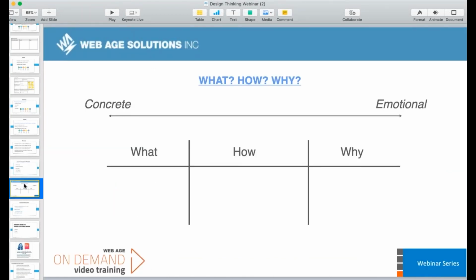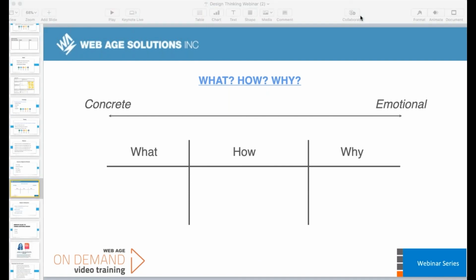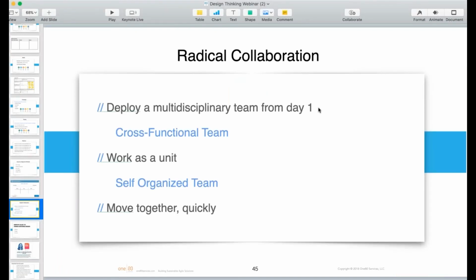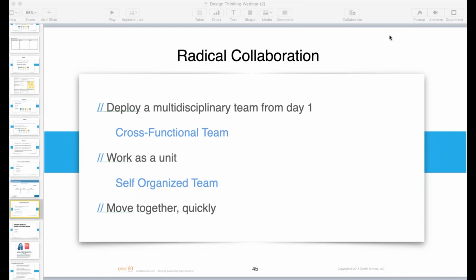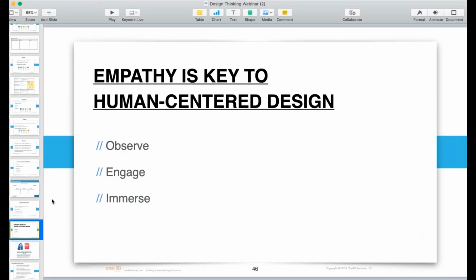All right, so it's about defining, going from the concrete to the emotional and understanding what our customers really want. It's about creating radical collaboration, bringing our customers in from day one, understanding all the disciplines that apply to building a product, and using that knowledge that we gain to build a true product. Before we ever write a single line of code, we are actually knowing what our customers' problems are. It really is all about empathy.